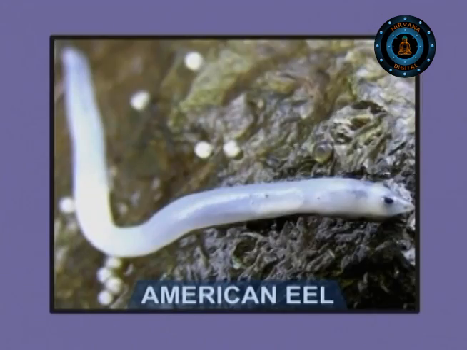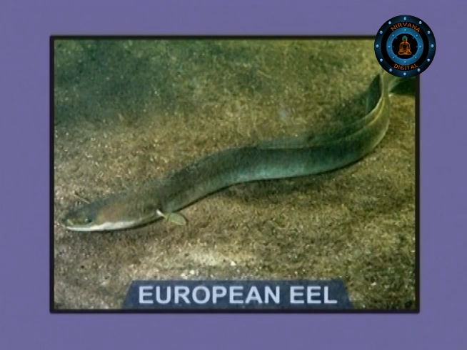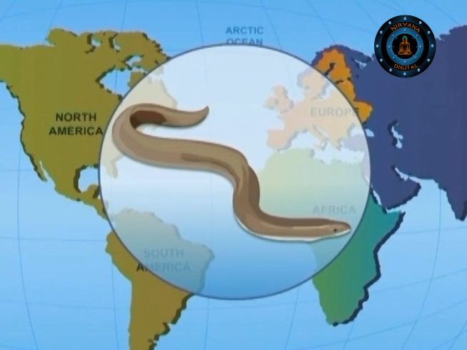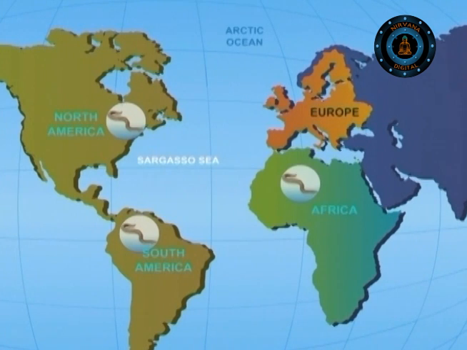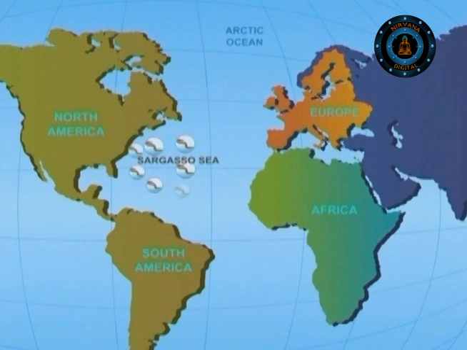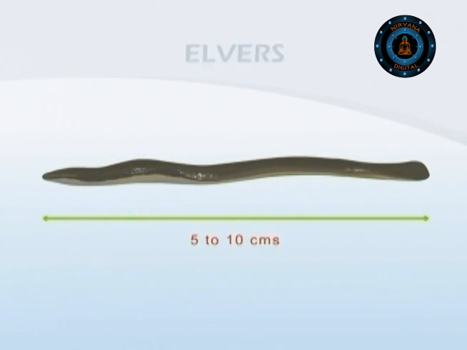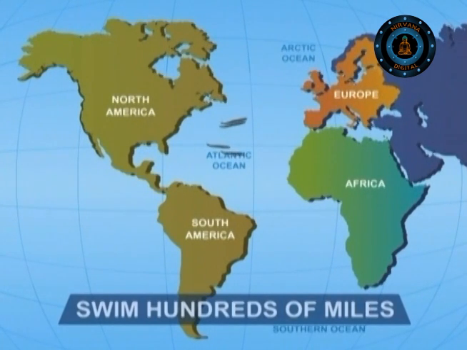The migratory pattern is opposite in both the American eel and the European eel. Their adult life is spent in rivers and lakes in America, Africa and Europe, but they return to the depths of the Sargasso Sea to breed and die. The next generation of young eels, known as elvers, then must find their long way back to freshwater. These elvers are only 5 to 10 centimeters in length but swim hundreds of miles to reach rivers where they feed and grow.